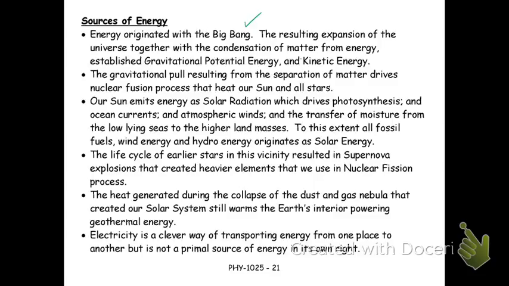So the Big Bang, the resulting expansion of the universe, together with a condensation of matter from energy. So particles of matter were originally energy and they just condensed out. That's a really hard thing to do, but it happened. It established gravitational potential energy, because we have mass in different places. So our gravitational potential energy comes from the Big Bang. And also kinetic energy. Our planets are moving. That's kinetic energy. So they really come from the Big Bang.